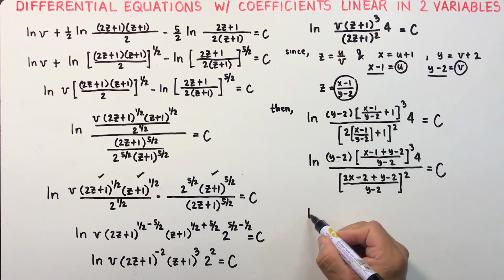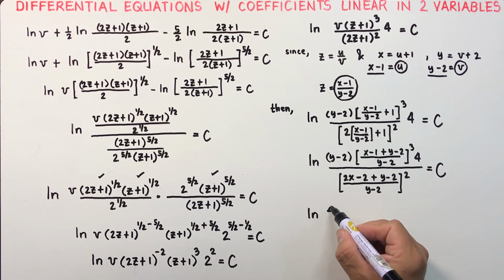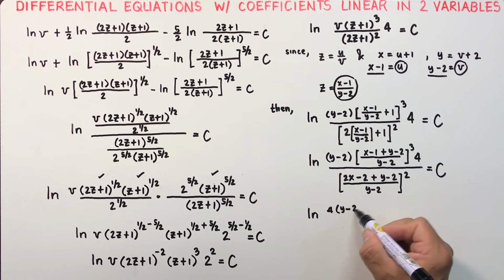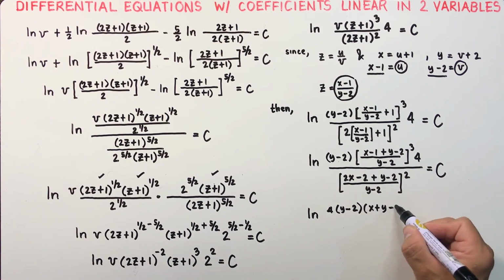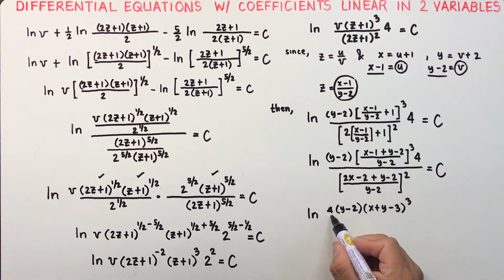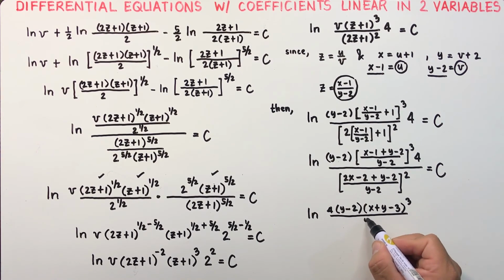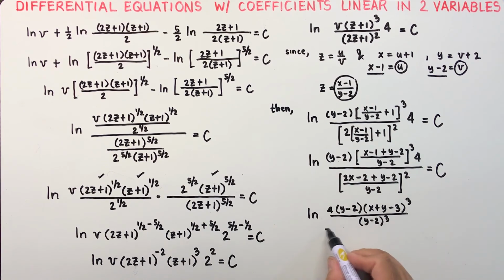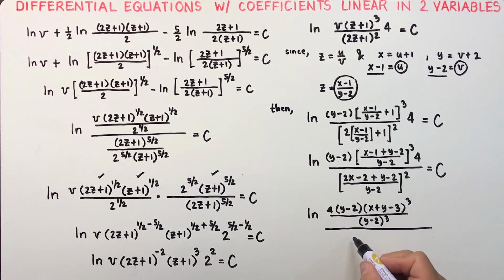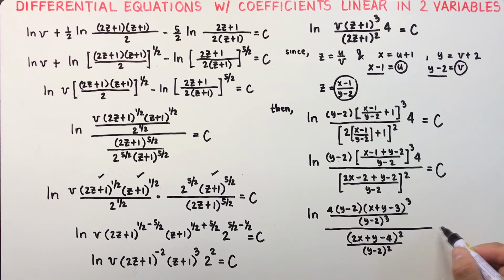So we have the natural log of 4 times y minus 2 times the quantity of x plus y minus 3 to the power of 3 over the value of y minus 2 to the power of 3 divided by the whole fraction, which is 2x plus y minus 4 to the power of 2 all over y minus 2 to the power of 2.